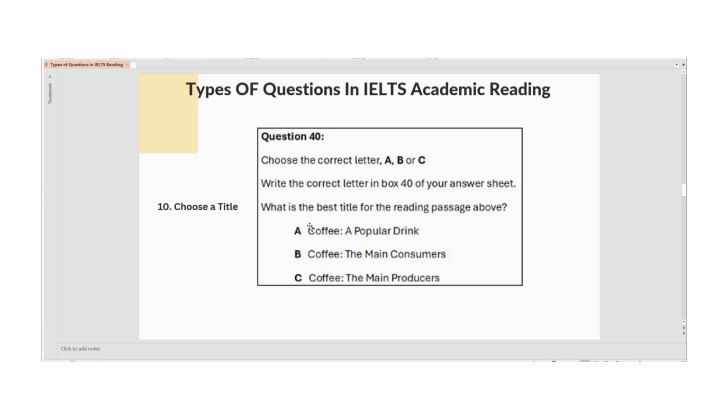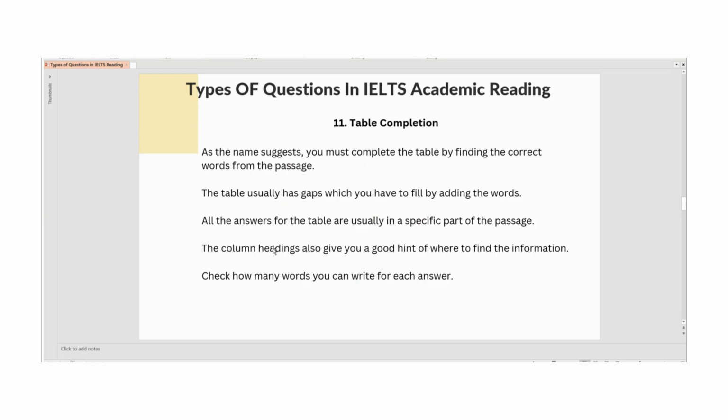Okay, you have to choose the best title or the most appropriate title for the reading passage above from a list of titles. As you can see, all these titles are very similar, so you must pay good attention to the passage and rephrase the title as well to find the correct answer. It is very simple. So moving on to the next question type, table completion.